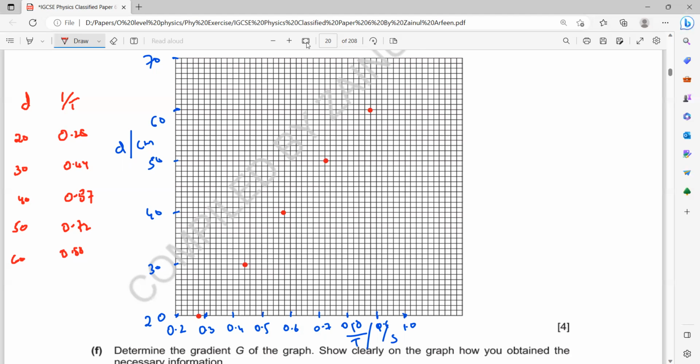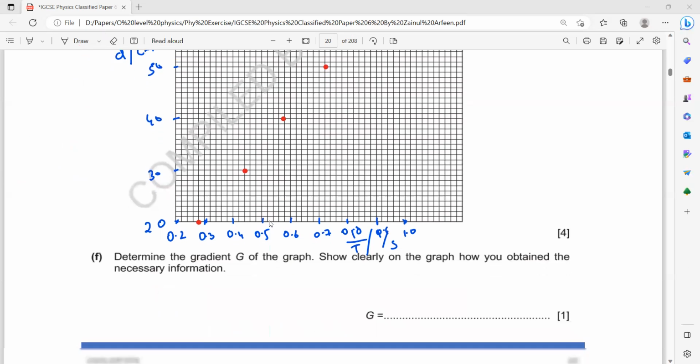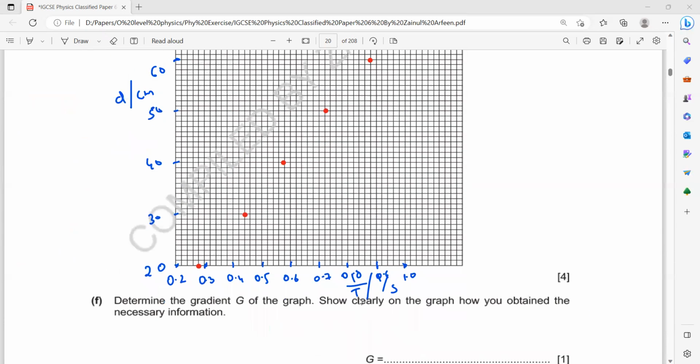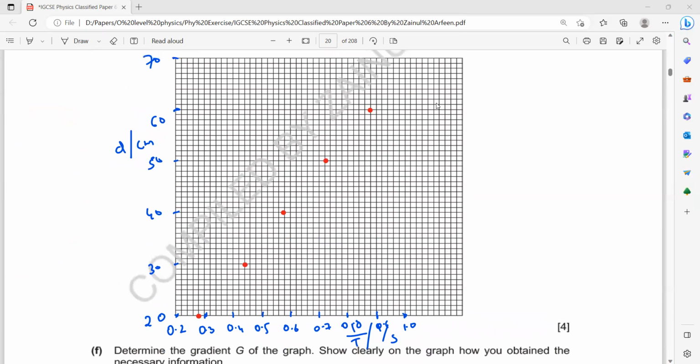Now what we have to do, we have to draw a line of best fit. Line of best fit means the number of points above and below the line should be the same. So we'll try to maximize that the points above and below are the same, or maximum points are coming on the line. So this looks like a line of best fit, 1 point above, 1 point below. Now, after drawing the line of best fit, determine the gradient and show clearly on the graph how you obtain the necessary information.